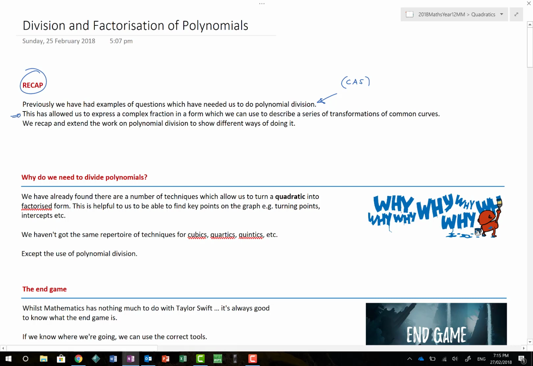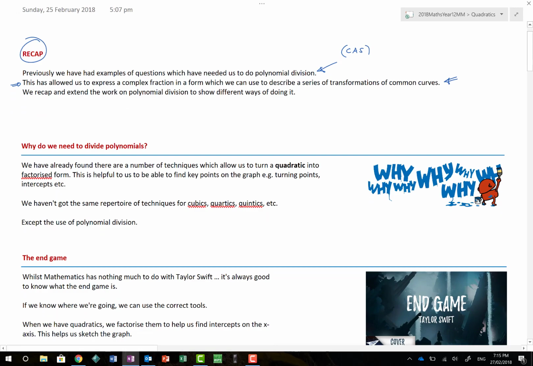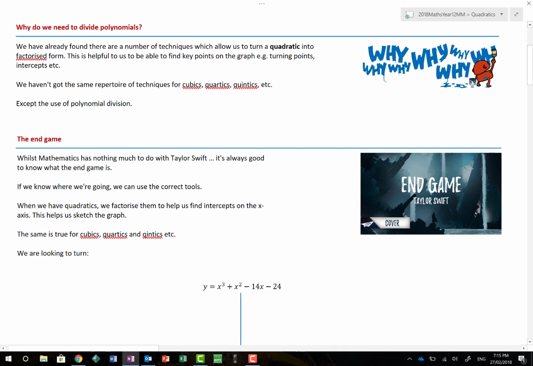So, by doing this, we've been allowed to express complex fractions in a form which we can use to describe a series of transformations of common curves. All right, so we recap and extend the work on polynomial division to show different ways of doing it. Why do we need to divide polynomials? People ask me this all the time. Why am I doing this?